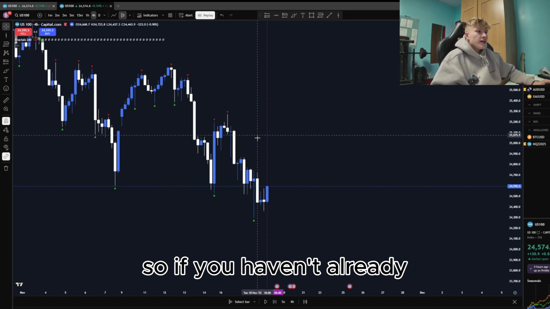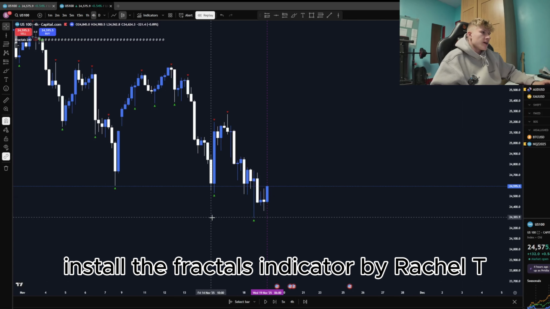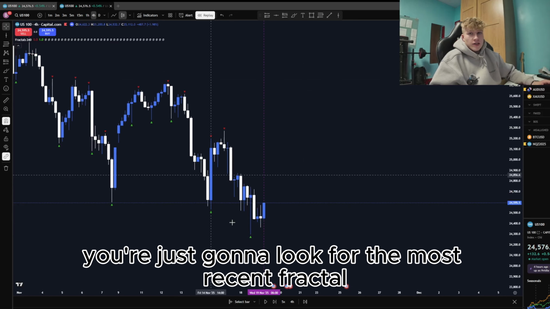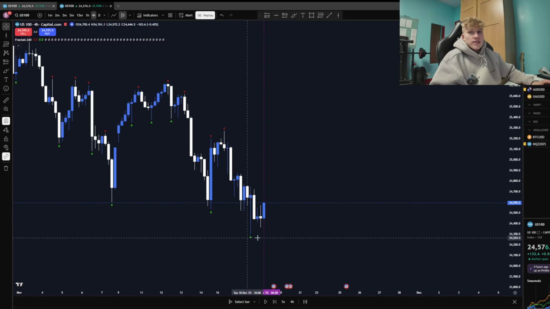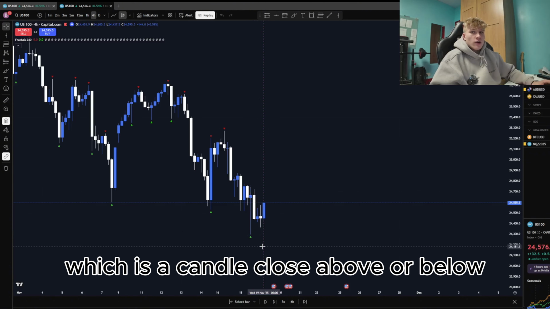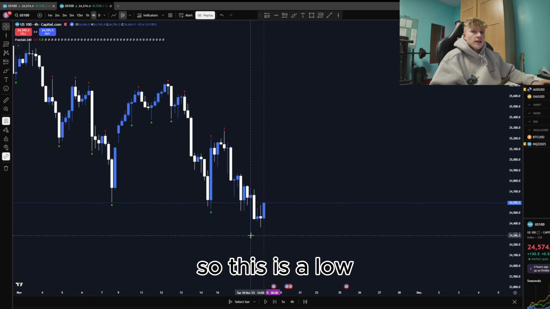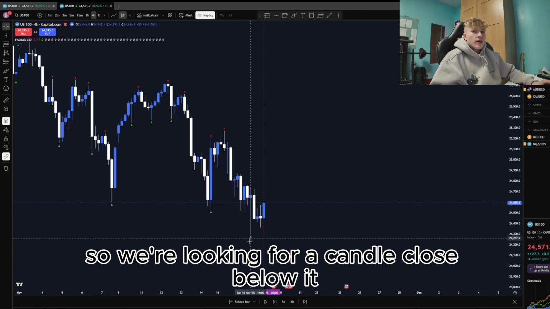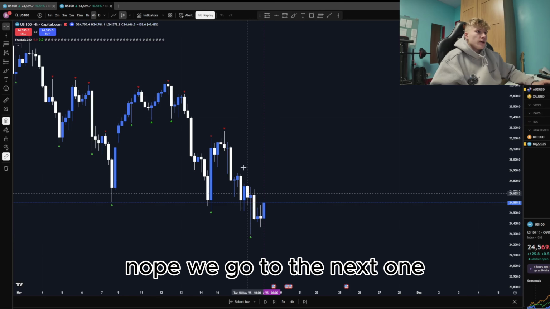So if you haven't already, install the fractals indicator by Rachel T, and on the 4-hour time frame, you're just going to look for the most recent fractal. Was there a break of structure, which is a candle close above or below? So this is a low, so we're looking for a candle close below it. Was there a break of structure to this one? No. We go to the next one.